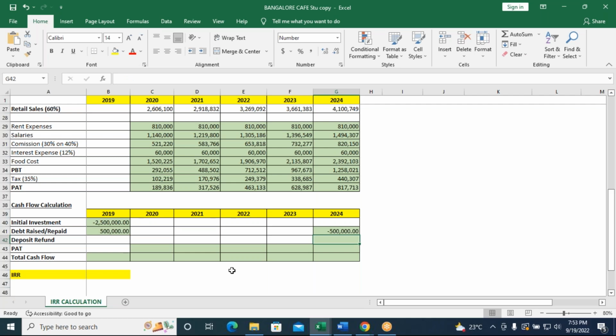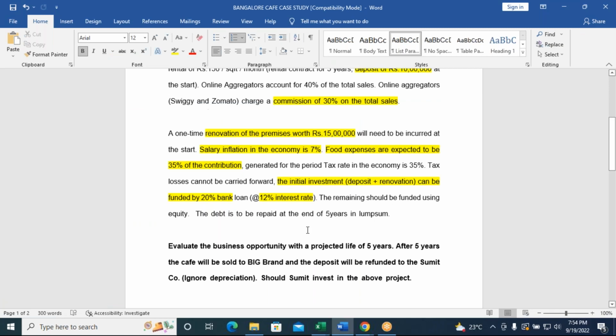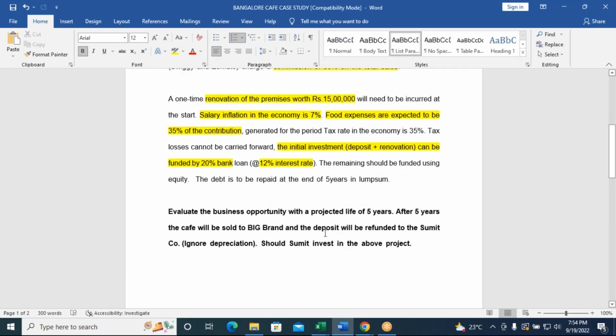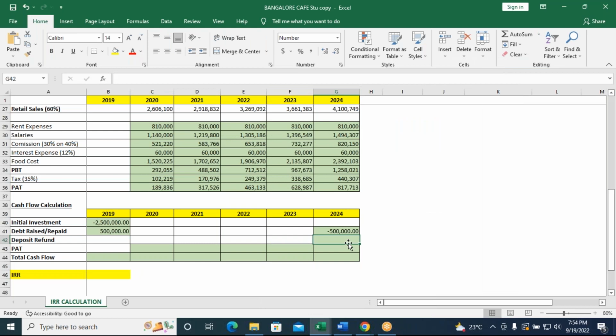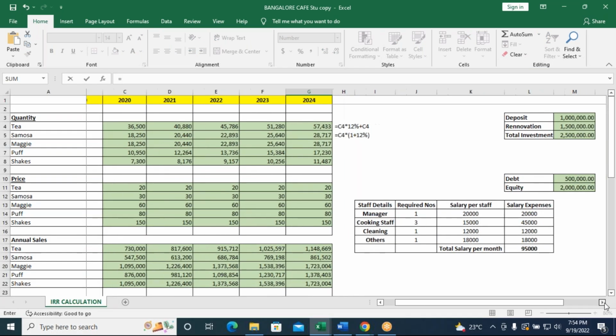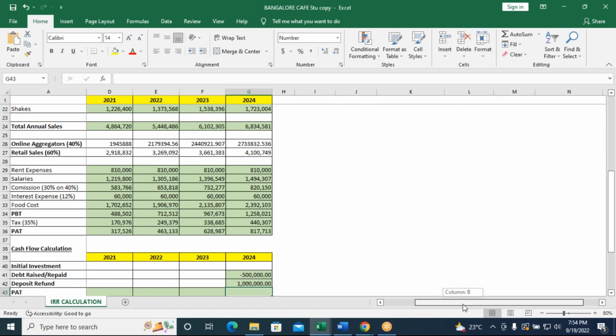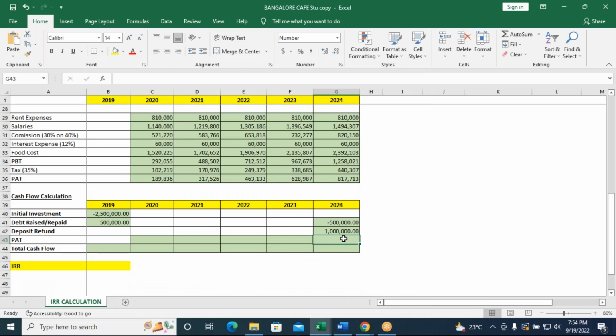Okay. So then deposit refund. Whatever the deposit that will be there, it will be refunded. Here, if you see, the deposit will be refunded to Sumit company. After 5 years, he is going to sell back that cafe to a big brand, where the deposit, whatever he has done, he will be getting refund of it. So what is the deposit that we have paid? Deposit amount is 10 lakh. That will be refunded to Sumit, so it will be in positive. At the end of the year, it will be refunded.